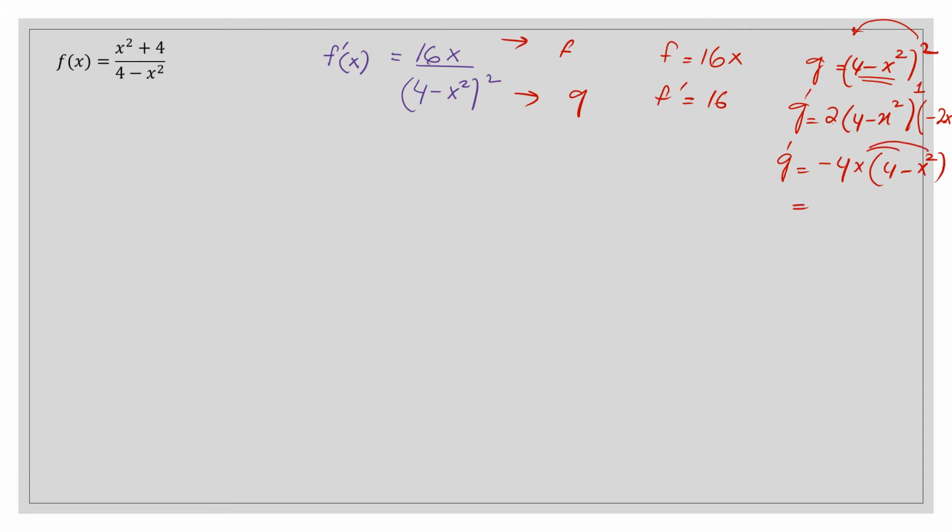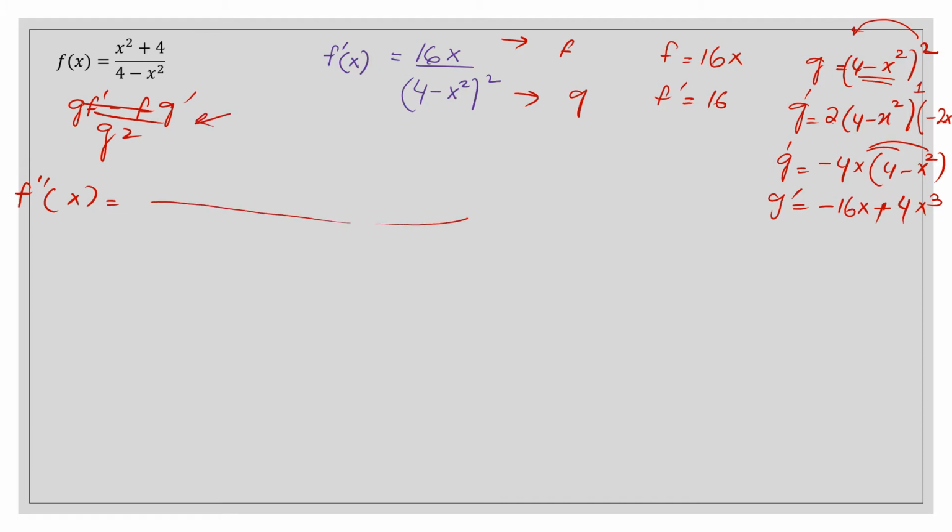Open the bracket. Negative 4x times 4 gives you negative 16x. Negative 4x times negative x squared gives you positive 4x cubed. Now you had a formula: g f prime minus f g prime over g squared. So find the second derivative using the quotient rule formula, and write all the values from the right hand side onto the left hand side.